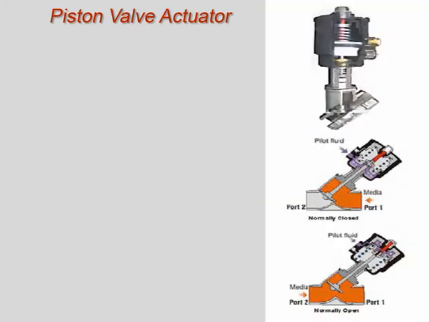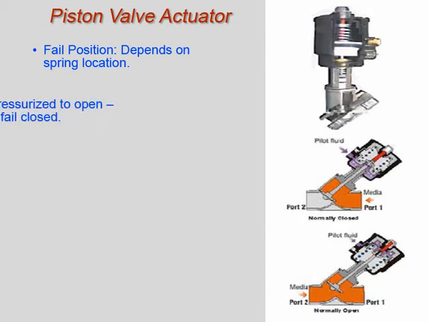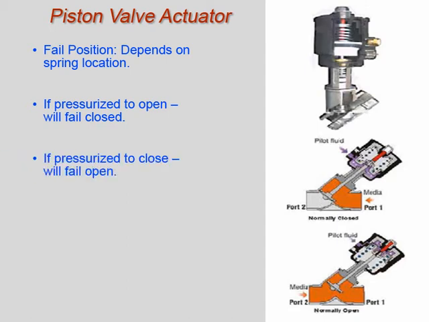The piston valve actuator fail position depends on design or spring position. If pressurized to open, the valve will fail closed. If pressurized to closed, the valve will fail open. It can be operated remotely. It is typically used on small valves.